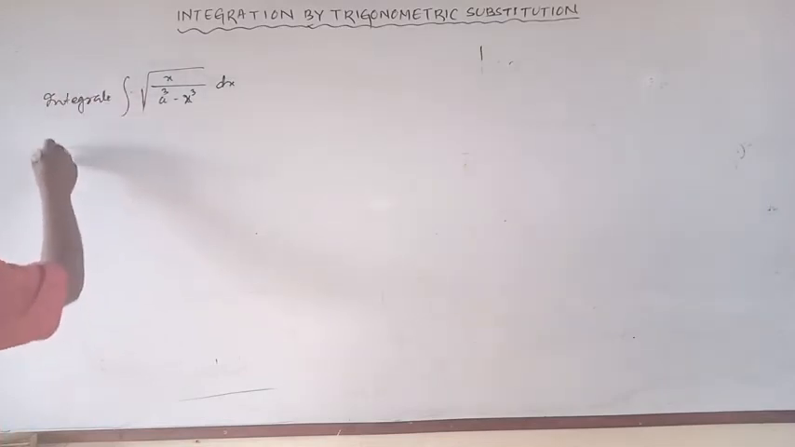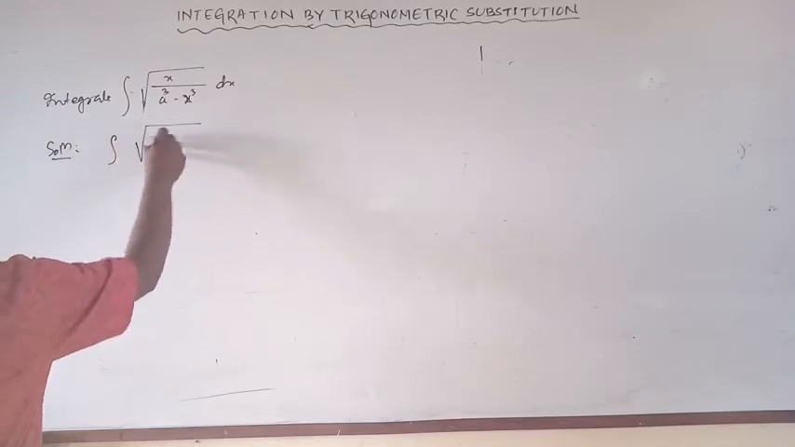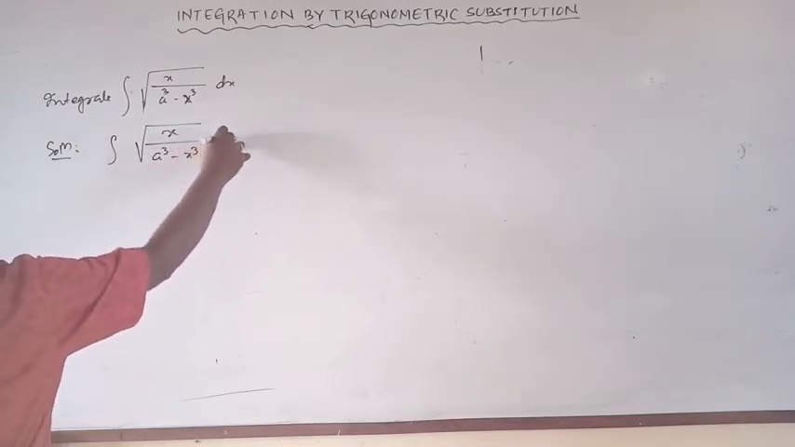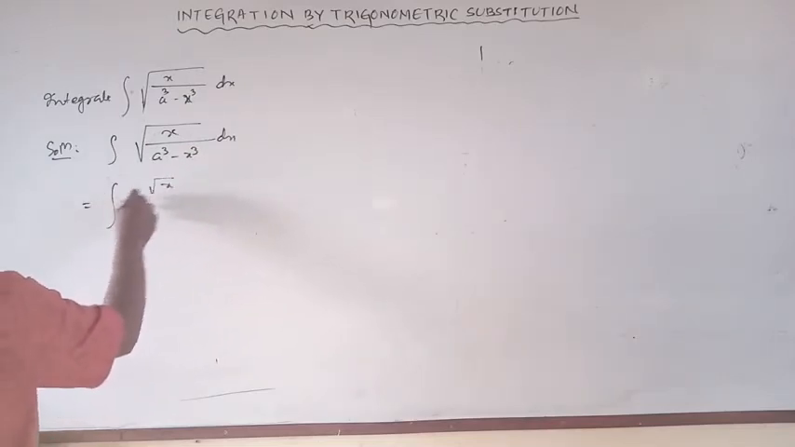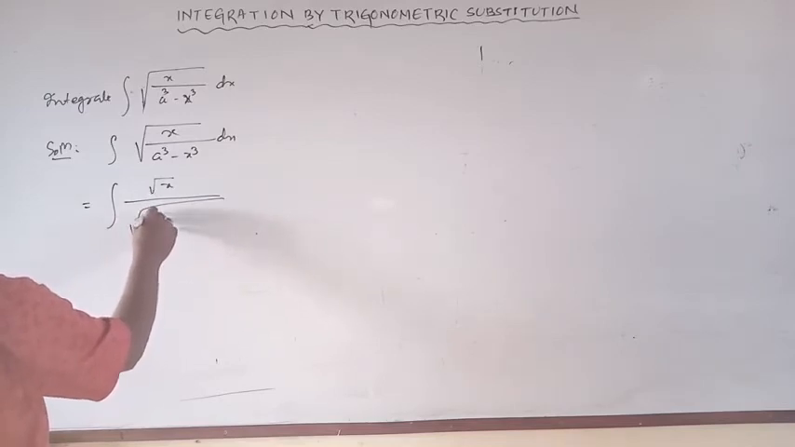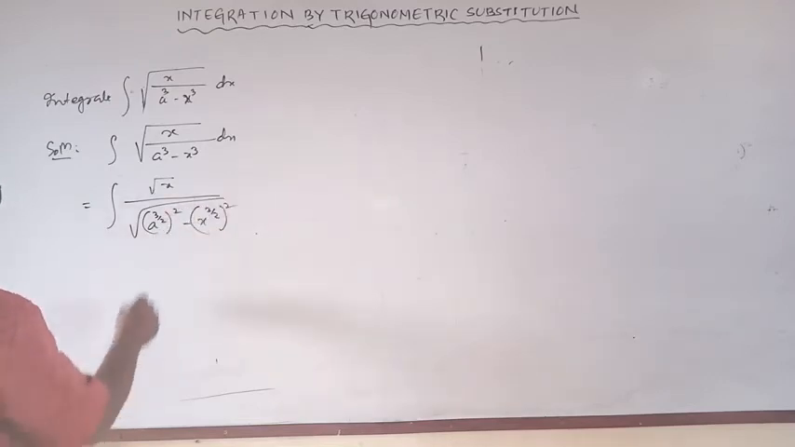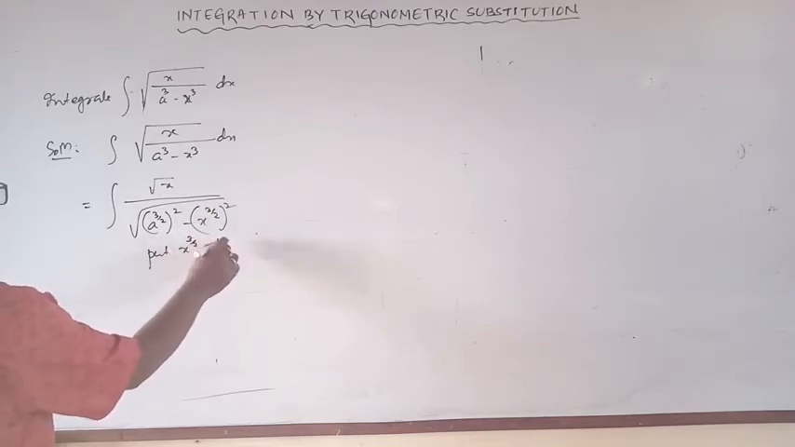Okay. So the solution is the integration of square root of x by a cubed minus x cubed, dx. We can write this as root x divided by the square root of a to the 3 whole squared minus x to the 3 whole squared. Put x to the power 3 by 2 equal to t.